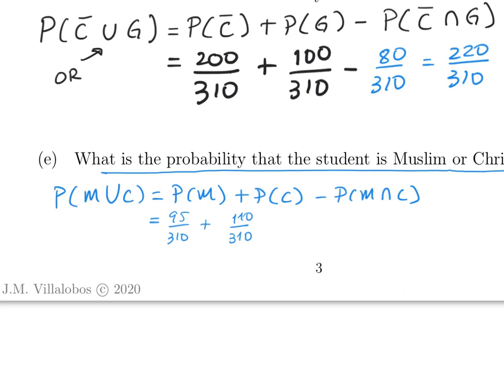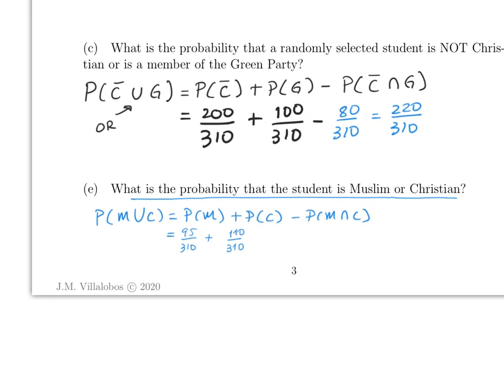over 310. Now notice that this part is going to be equal to 0. Why? Because they are mutually exclusive. You cannot be Muslim and Christian at the same time. So therefore this is equal to 0. This is the special case where two events are mutually exclusive. And all you have to do is add these two. So this will be 205 divided by 310. And that's it.